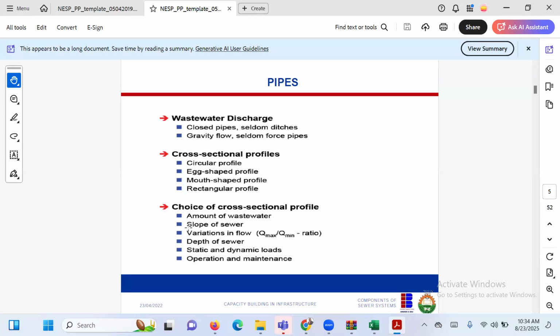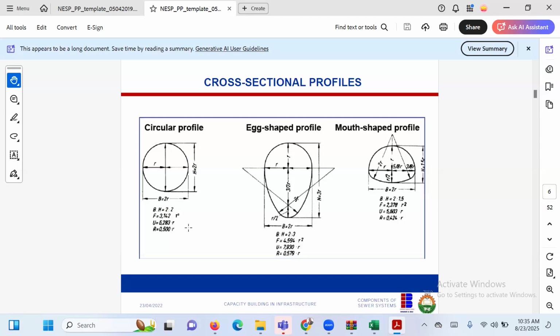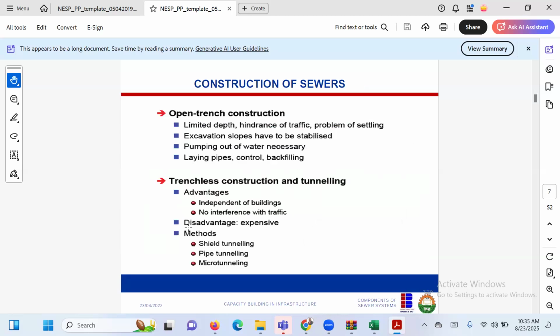The depth of sewer also influences your size of pipe. Then the static and dynamic load also influences it. You don't put it too close to the surface, if not, dynamic and static load will affect it and it will break. For ease of maintenance and operation, you also have to put it in a place where you can recover it. So these are some of the typical cross-section sewer pipes we have.